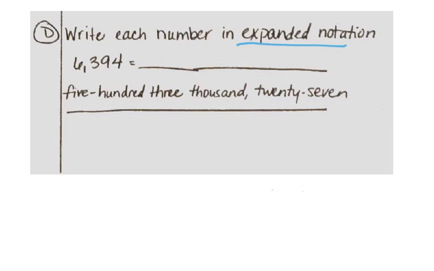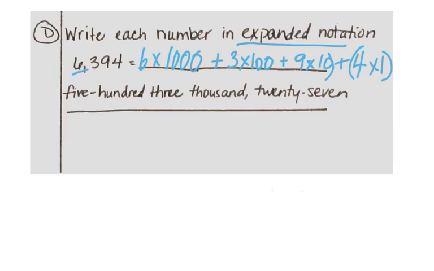We're writing 6,394 in expanded notation. So I'm looking at the 6, and I can tell that's in the thousands place. So I'm going to write 6 times 1,000. I'm going to add that to a 3, which is in the hundreds place. So I'll multiply it by 100. I'm going to add that to a 9, which is in the tens place. So I'll multiply 9 times 10. And finally, I'm going to add that to a 4, which is in the ones place.